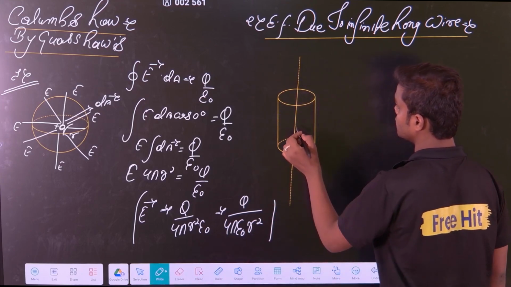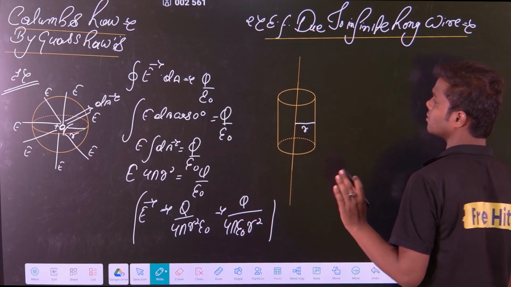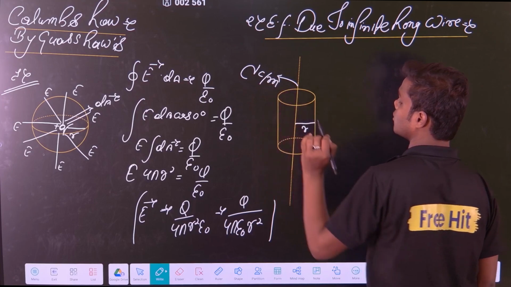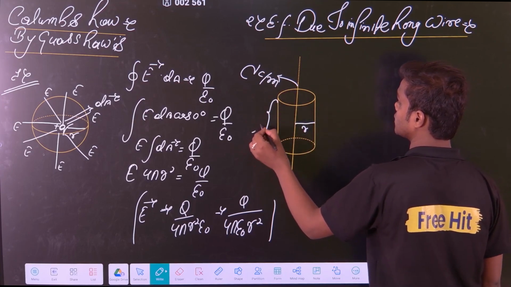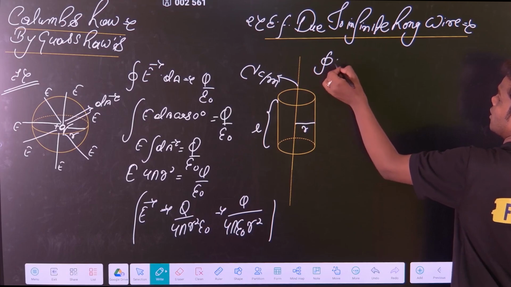Yeah, so suppose this is a cylinder. If it is not looking straight, treat it as a straight one only. It is straight. Suppose the charge density is lambda coulomb per meter, and suppose the length of the cylinder is L. Okay, so first you have to tell me, what integral do I have to use?